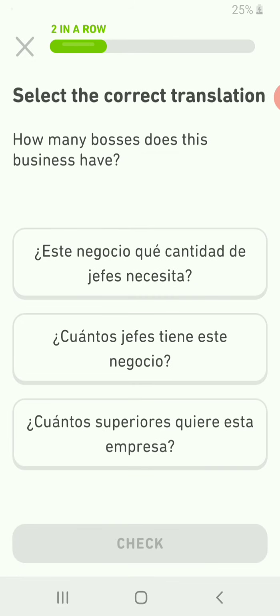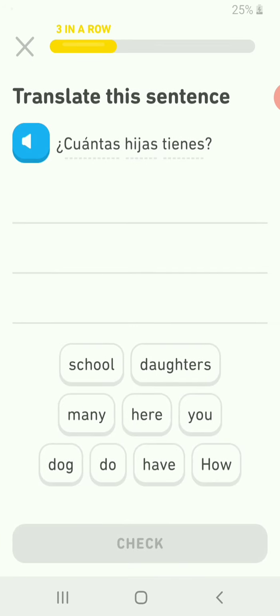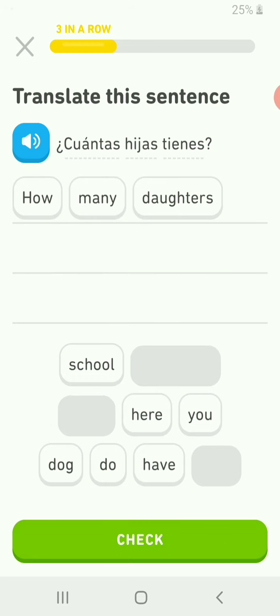And select the correct translation. How many bosses does this business have? So, ¿cuántos jefes tiene este negocio? Yes. ¿Cuántas hijas tienes? ¿Cuántas hijas? How many girls? How many daughters? Sorry. How many daughters do you have?